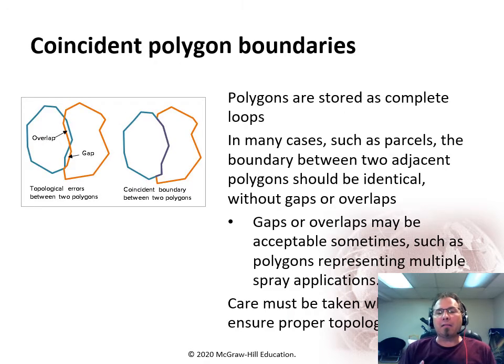So polygons, like lines, need to be consistent as well, and they need to be stored as what are called complete loops. You need this so the program knows where one starts and one ends, and for logistical consistency, so that there are no overlaps or gaps. That's a huge part of polygons. You can't have those. So when you're editing them, you have to set it up such that you don't have overlaps. You have what are called coincidental boundaries.